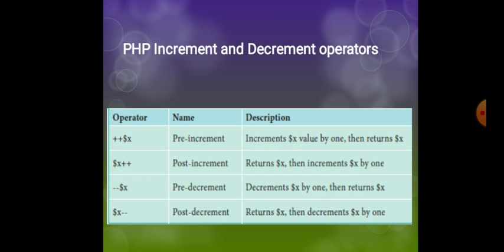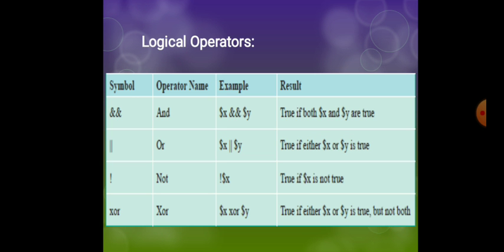Next, the PHP increment or decrement operator. It is used to increment the value or decrement the value. Here two types of increment are there. One is pre-increment, another one is post-increment. Similarly, pre-decrement and post-decrement. Then logical operator. Here you can see the symbol of the logical operator, the operator name, then an example of how the result comes when you are using the logical operator.